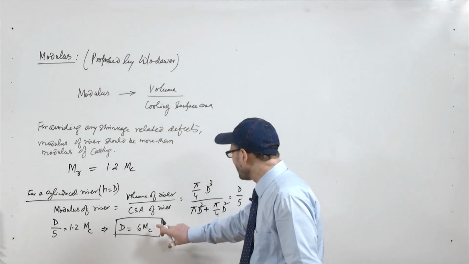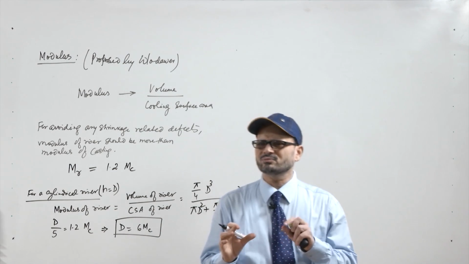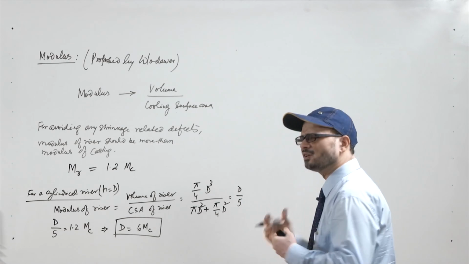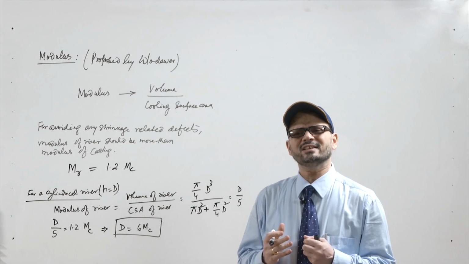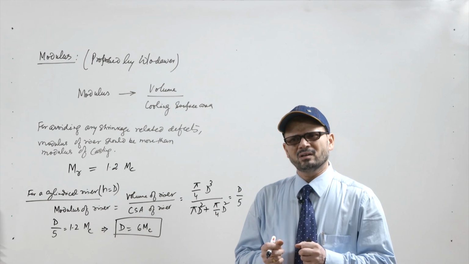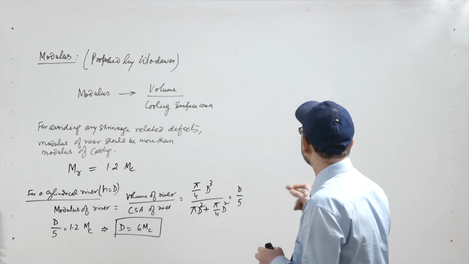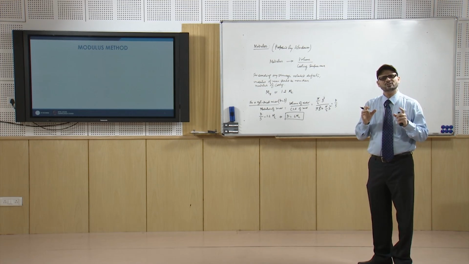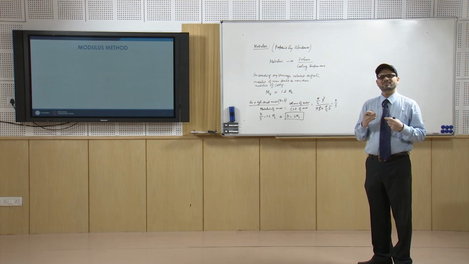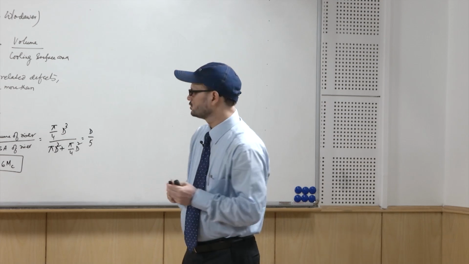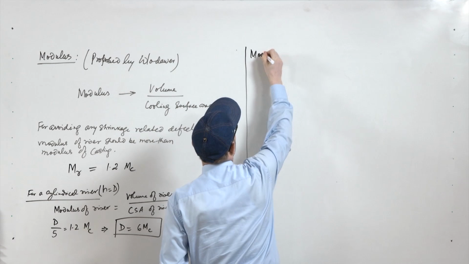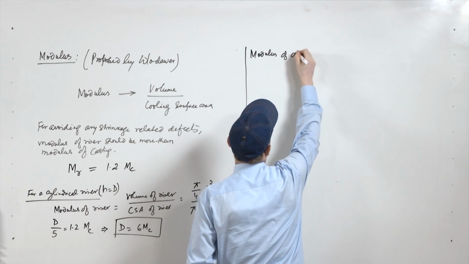Now, how to calculate this modulus? We know that modulus is volume by cooling surface area. So, if you try to calculate the modulus of different shapes or sizes, you can calculate it. So, we will see how to calculate the modulus for different shapes of the casting, like spherical, cylindrical, cubical, or different plates and bars and so on. So, let us find how to find the modulus of different geometries, modulus of different shapes.